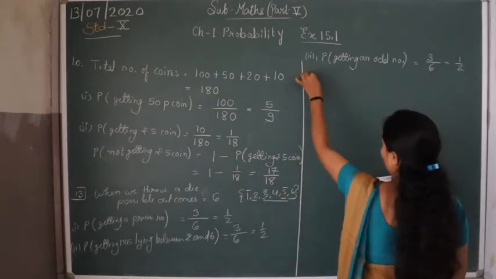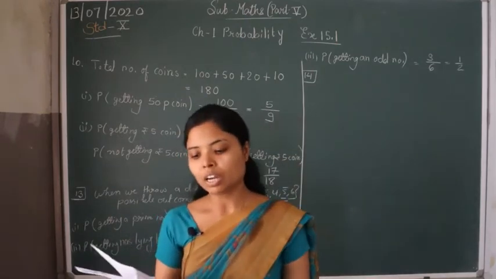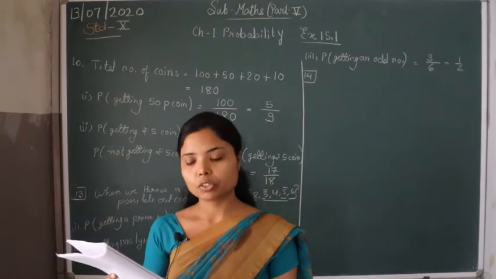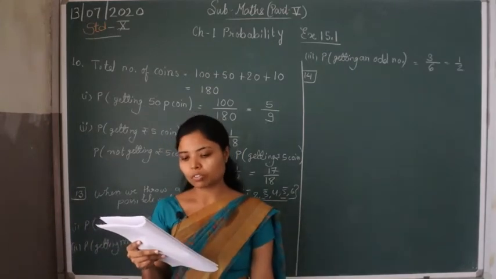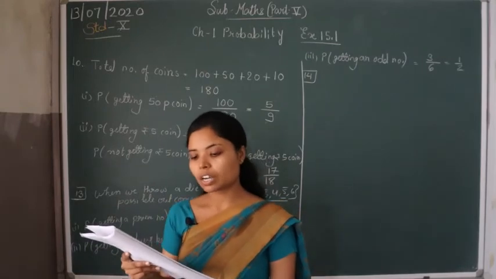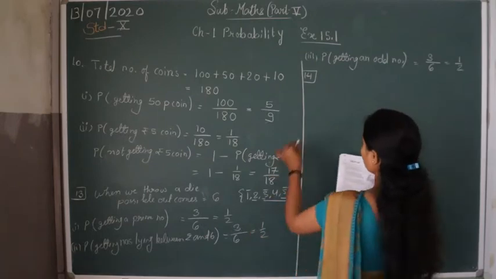Then the next question is question number 14. So firstly we will read this. One card is drawn from a well shuffled deck of 52 cards. Find the probability of getting a king of red color, a face card, a red face card, the jack of hearts, a spade, a queen of diamonds.